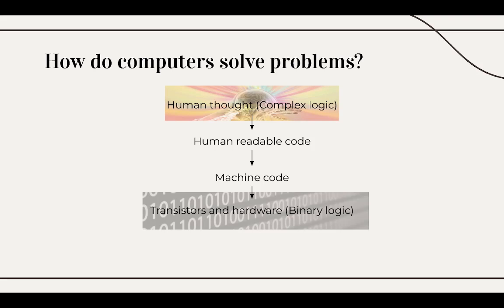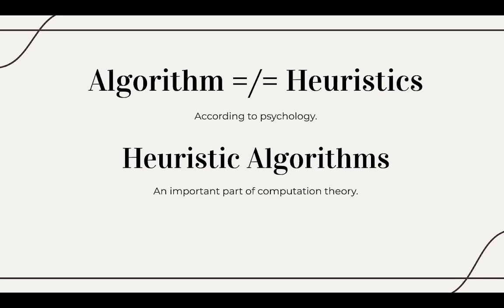That's our job. So basically computers solve problems by translating our complex human thoughts that are heuristic and algorithmic, and it translates those complex thoughts into binary logic, which is only algorithms. There's no heuristics at this point. So basically computers are very good at algorithms. Humans are not very good at algorithms, but we're very good at heuristics and other complex types of logic.